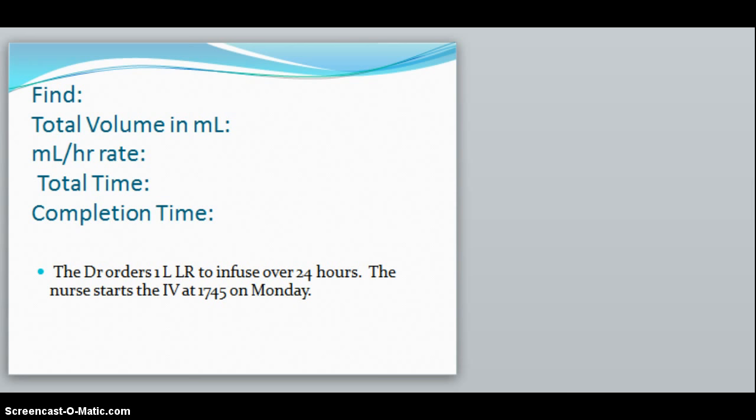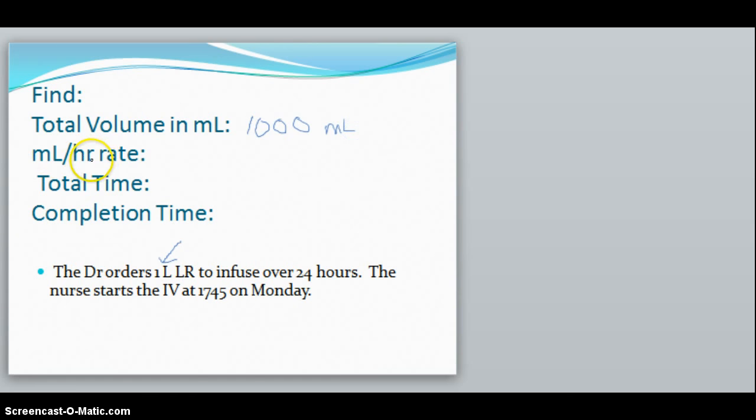We are asked to find four different things here: the total volume, the milliliter per hour rate, the total time, and the completion time. Several of these items are given in the problem. So the doctor orders 1 liter of Ringer's lactate to infuse over 24 hours. The nurse starts the IV at 17:45 on Monday. So just in reading the problem, the first thing that I notice is that the volume is actually given right here. And so I just need to convert that to milliliters, and I know that 1 liter is 1,000 milliliters. So I have my first answer, milliliters.